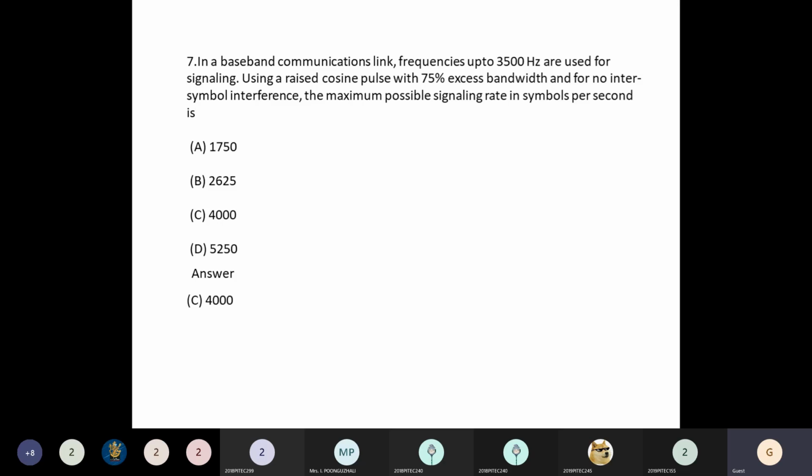So I can read the question again. In a baseband communications link, frequencies up to 3500 Hz are used for signaling using a raised cosine pulse with 75% of excess bandwidth and for no intersymbol interference. The maximum possible signaling rate in symbols per second is: option A 1750, option B 2625, option C 4000, option D 5250. Option C, 4000, is the answer.